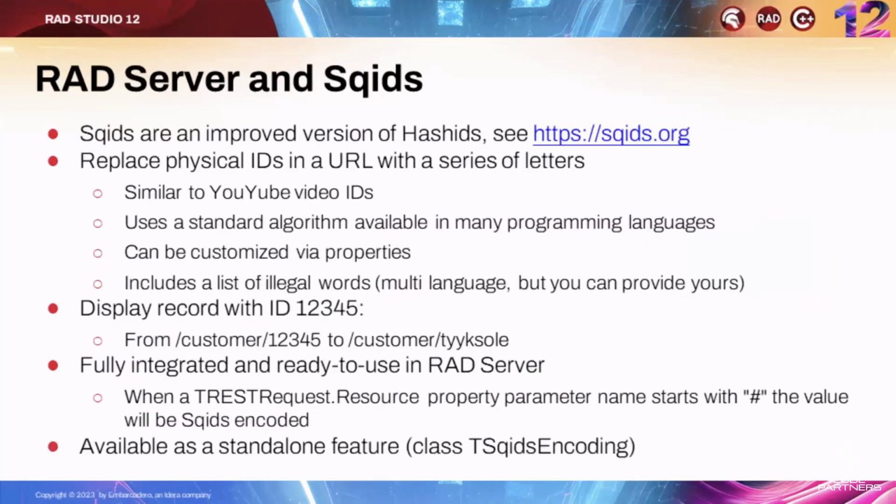Now, one small thing we've done on RAD Server is enable a feature called squids. Squids are a version of IDs that are based on a sequence of letters rather than something that might end up being a specific element in the database structure. For example, by default, if you don't customize anything and you display a customer table, you end up with URLs or REST endpoints like customer/ and then the physical customer ID in the database. It's much better to abstract that into a symbolic representation.